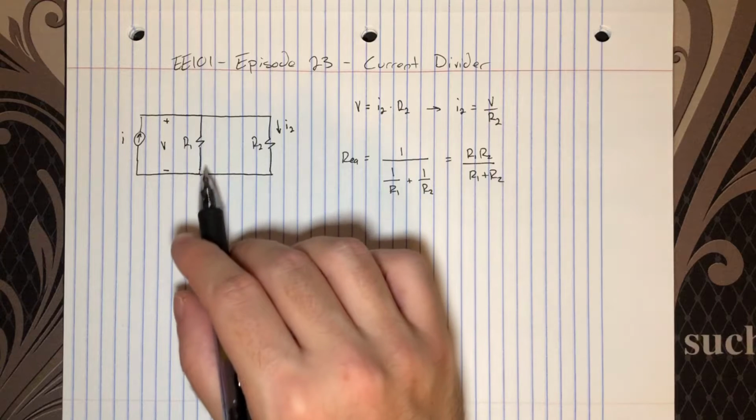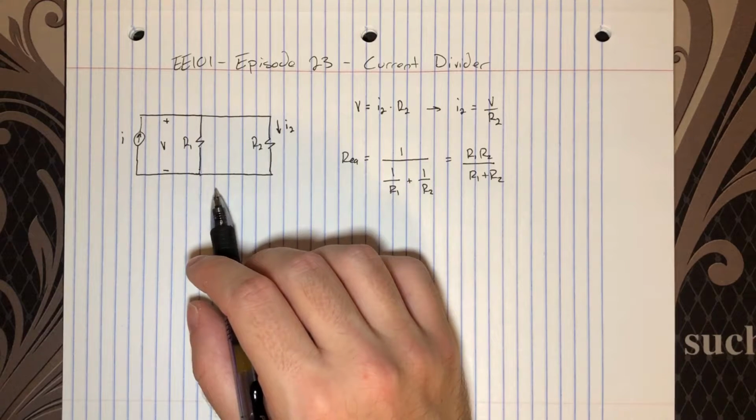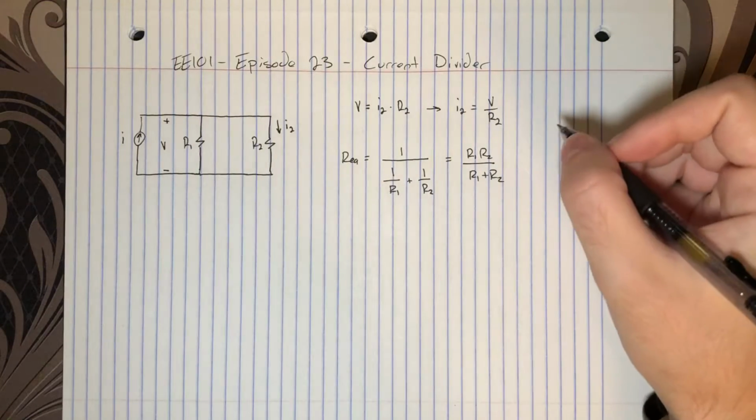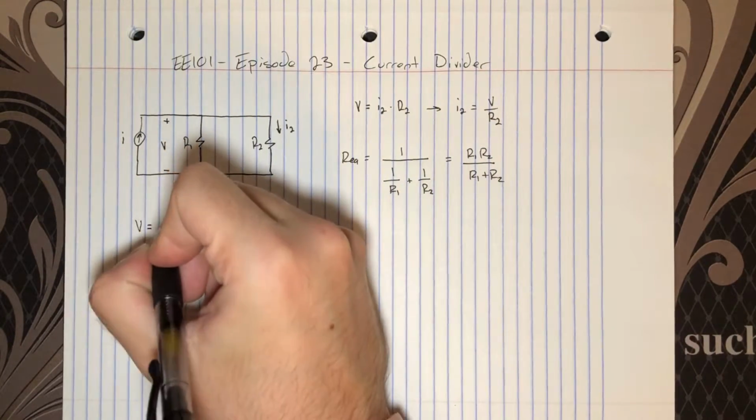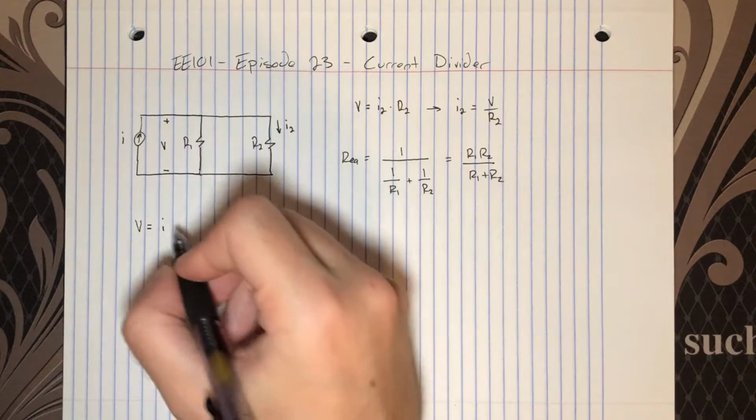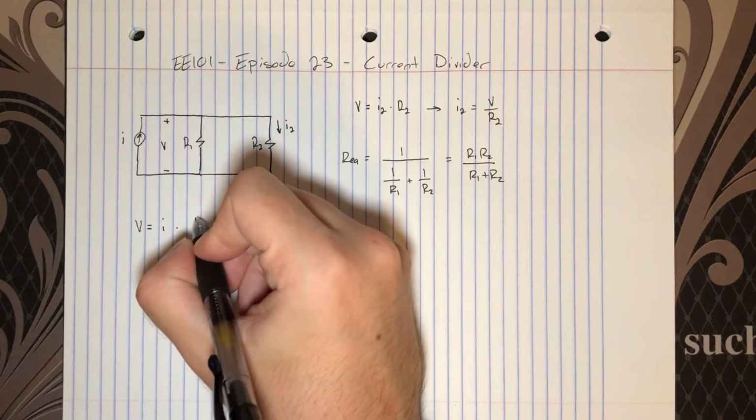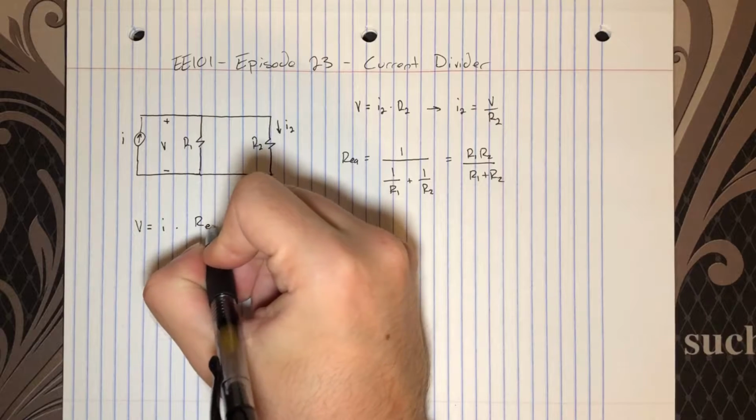Now that we have the equivalent resistance, we can actually write an expression for the total voltage, which by Ohm's law is clearly I, the total source current, times this, well, I'll just write Req.